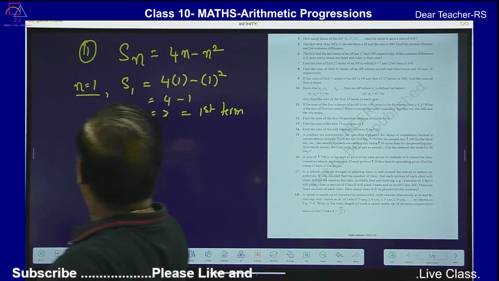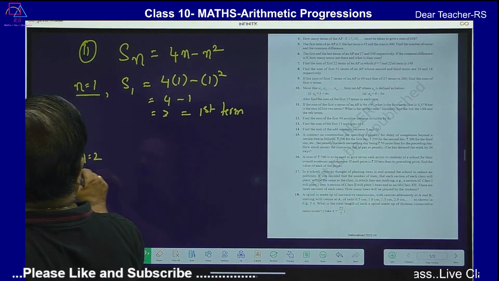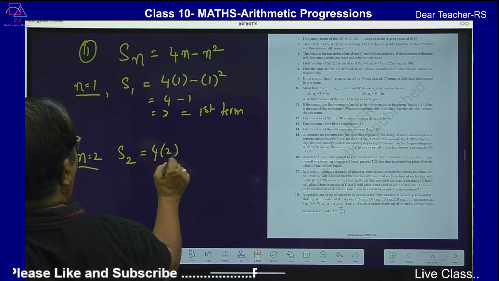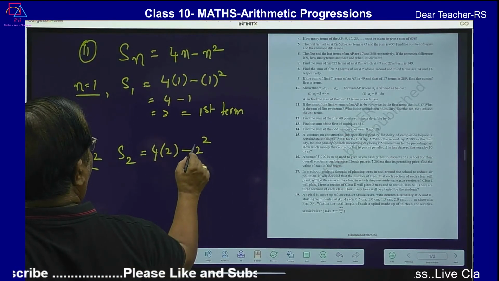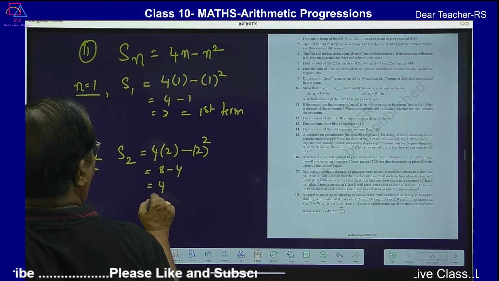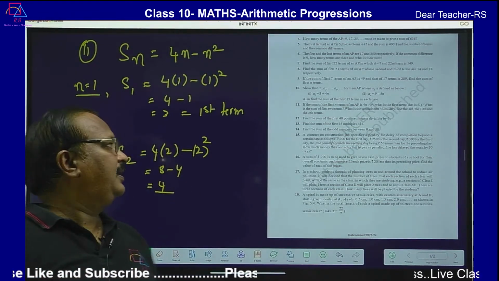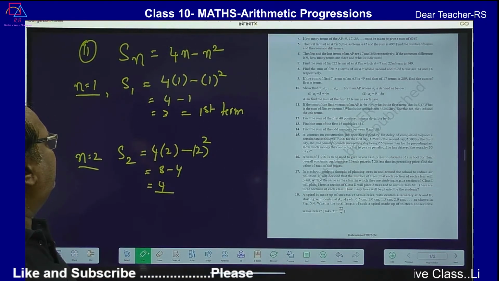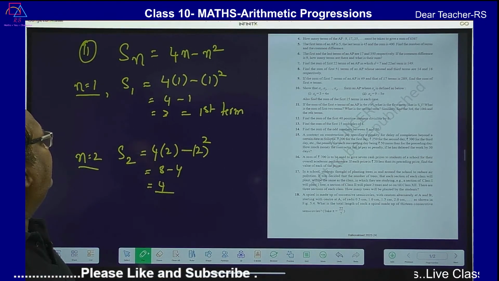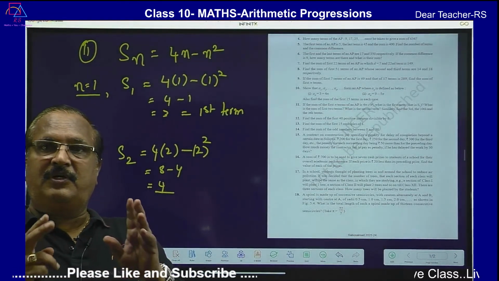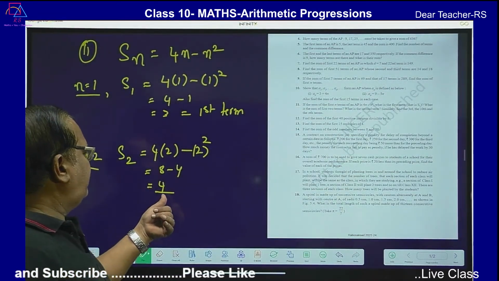Now if I keep n is equal to 2, sum of two terms we will be getting. S2 is equal to 4 into 2 minus 2 square. Okay, so 8 minus 4 is equal to 4. Any wrong? Yeah. So sum of two terms is equal to 4.